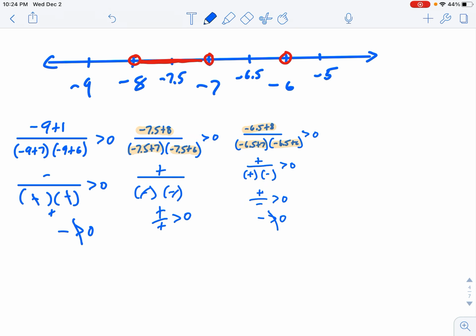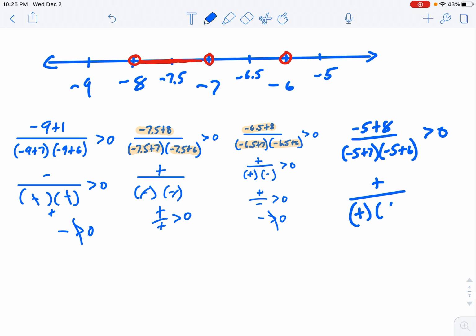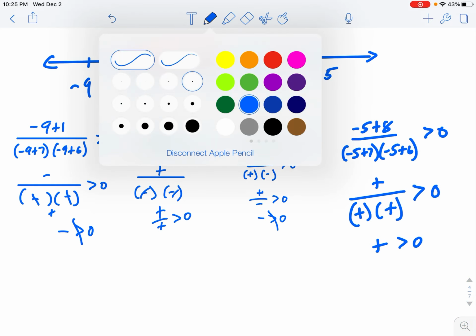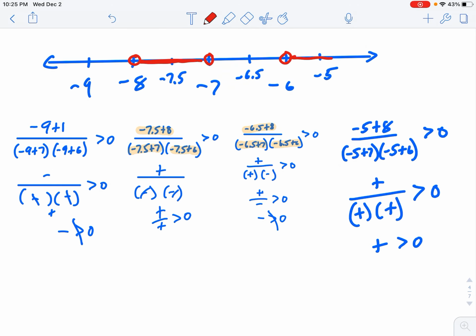Okay, now for the next section, we're going to plug in negative 5. Negative 5 plus 8 over negative 5 plus 7 times negative 5 plus 6. Is that greater than 0? Negative 5 plus 8 is a positive number. Negative 5 plus 7 is a positive number. Negative 5 plus 6 is a positive number. Multiply and divide positives, you get positives. Is a positive number greater than 0? Yes, it is. So that gets shaded in.